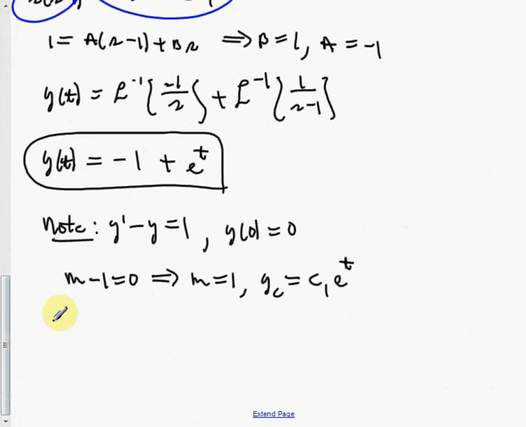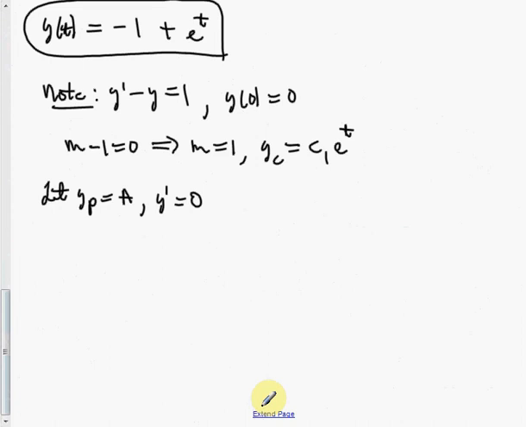Now, for y sub p, I look at this term here, that g of x is 1, so I let y sub p equal to a. Take its derivative, I get 0, right? There's only one derivative there, so stop there. So I replace y prime with 0 minus, I replace y with a, is equal to 1. And so here I get a is equal to negative 1. That is y sub p is equal to negative 1.